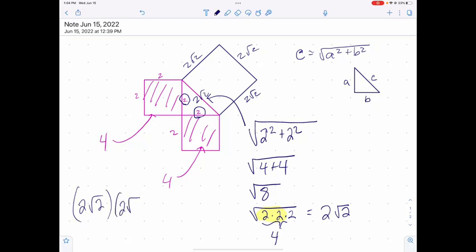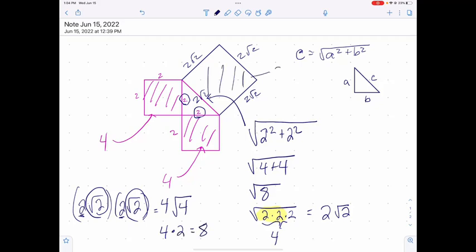Times 2 square root of 2. Well, if I multiply the parts in front, 2 times 2 is 4. I multiply the parts inside. Square root of 2 times square root of 2 is square root of 4. Well, what's square root of 4? It's 2. So this is going to be 4 times 2, and that's going to be 8. So this area is going to be 8.